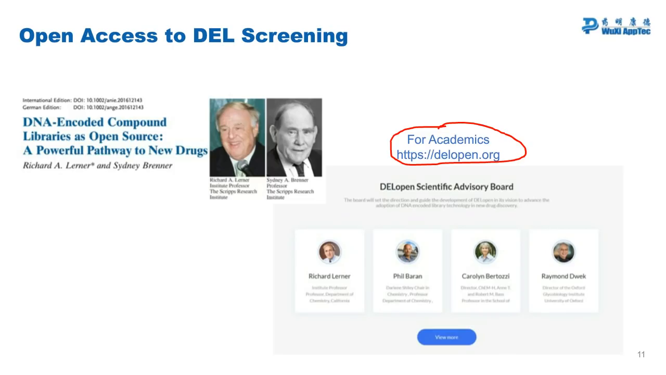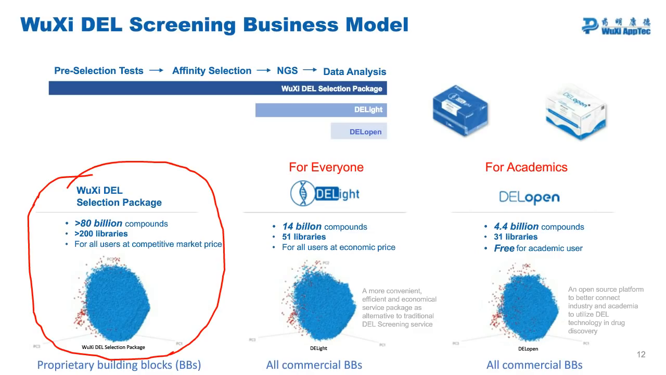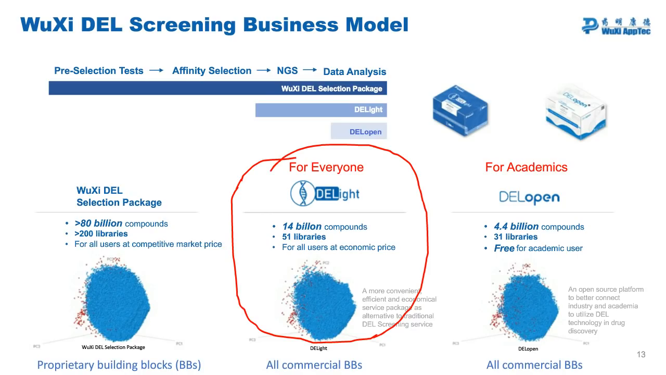So from a higher level, what is the WuXi DEL screening business model? So we have our normal selection package, which I've circled here in red. And in that package, you send your target to us, and we screen it. But the webinar that I'm talking about right now is about the self-service DELs. So that's going to be, for instance, DEL Lite, which everyone has access to. So if you're a startup, an academic, or anything else, you can use this. It contains 51 DELs, 14 billion different structures. And the key to DEL Lite is that the physical screen is done by you and your lab, and the target remains something which WuXi does not know. So the target is not shared with us.